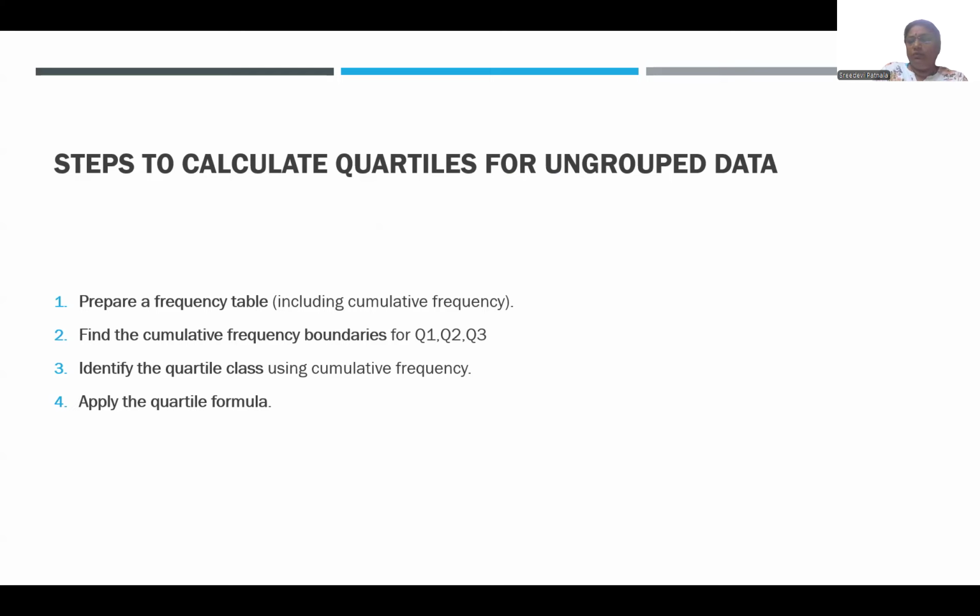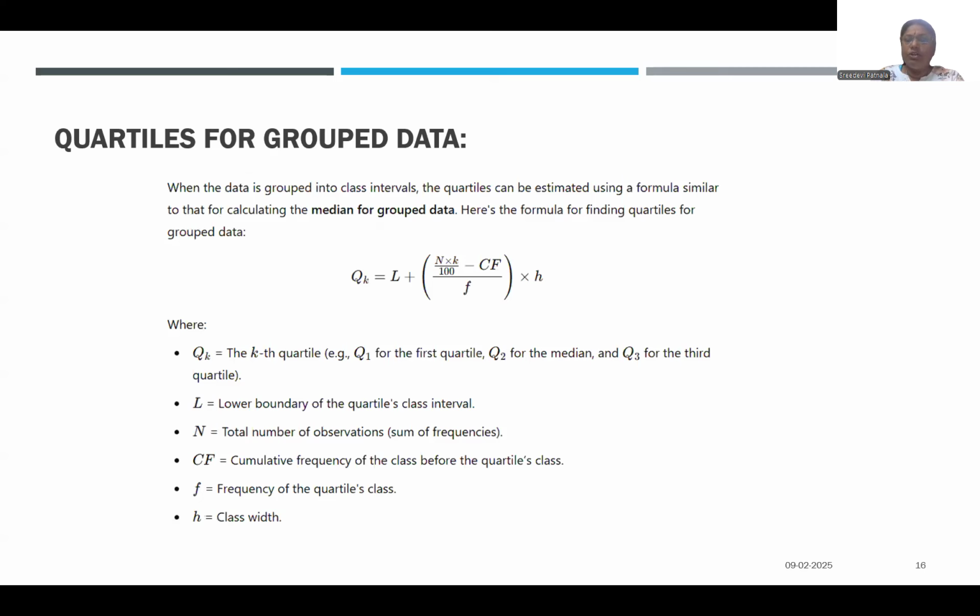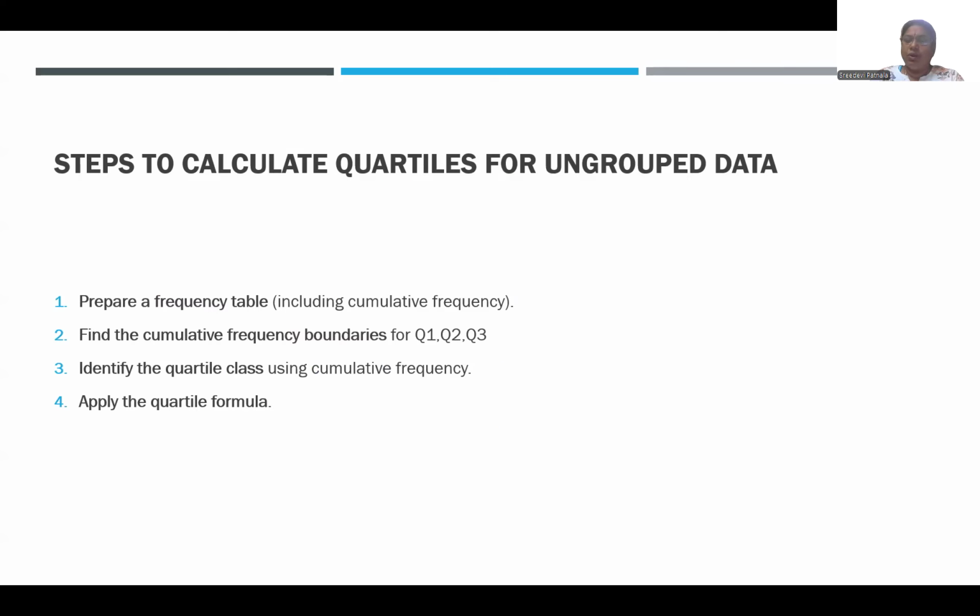You have to prepare the frequency table, including the cumulative frequency. And using the cumulative frequency, you need to find Q1, Q2, Q3, identify the quartile class, and apply the quartile formula. Whichever formula we have put here for Q1, Q2, Q3, instead of K places, you have to use 3 times. So I will show the example when we are doing it.